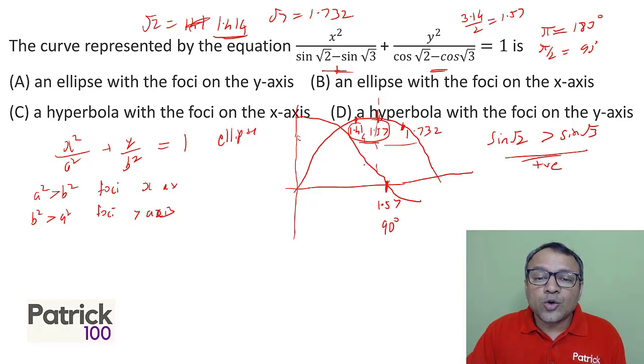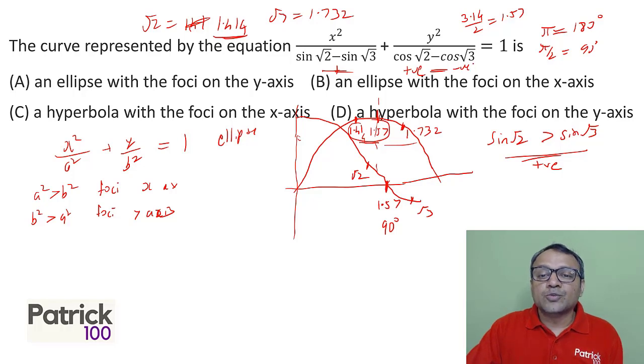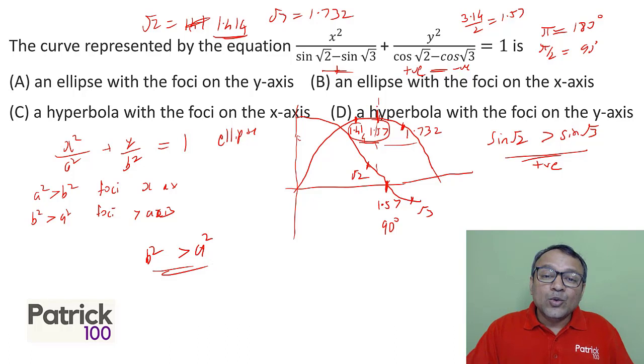Same if you look at cos root 2 and cos root 3. Cos root 2 will be here, cos root 3 will be here. Cos root 2 is positive, cos root 3 is negative. Overall it will become positive, but the difference of cos root 2 and cos root 3 is bigger than sine. So we can say that b square here is more than a square. And because b square is more than a square, the ellipse has foci on the y axis. Both are positive, and b square is more than a square, therefore foci on the y axis.